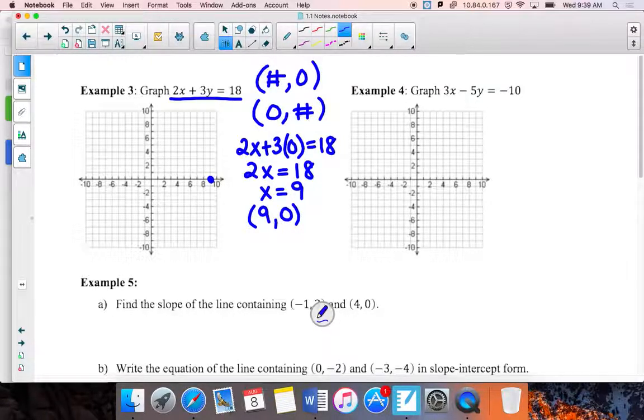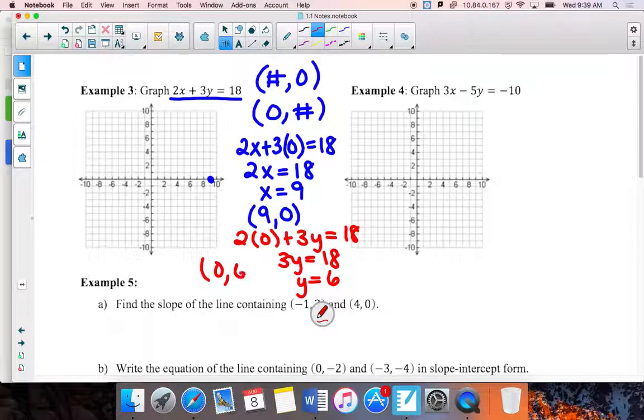For the second one, I'm going to go ahead and plug in 0 for x. So 2 times 0 plus 3y equals 18. So y is 6. We get an ordered pair of (0, 6). Again, plotting that on our graph. And then all it takes is 2 points to connect a straight line. Make sure you include arrows to show that that line continues on forever.